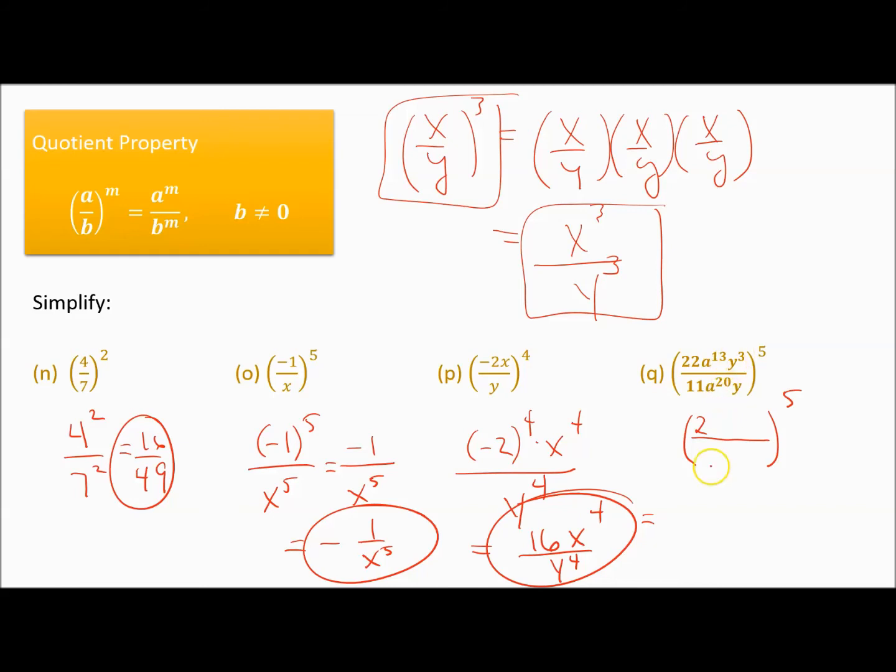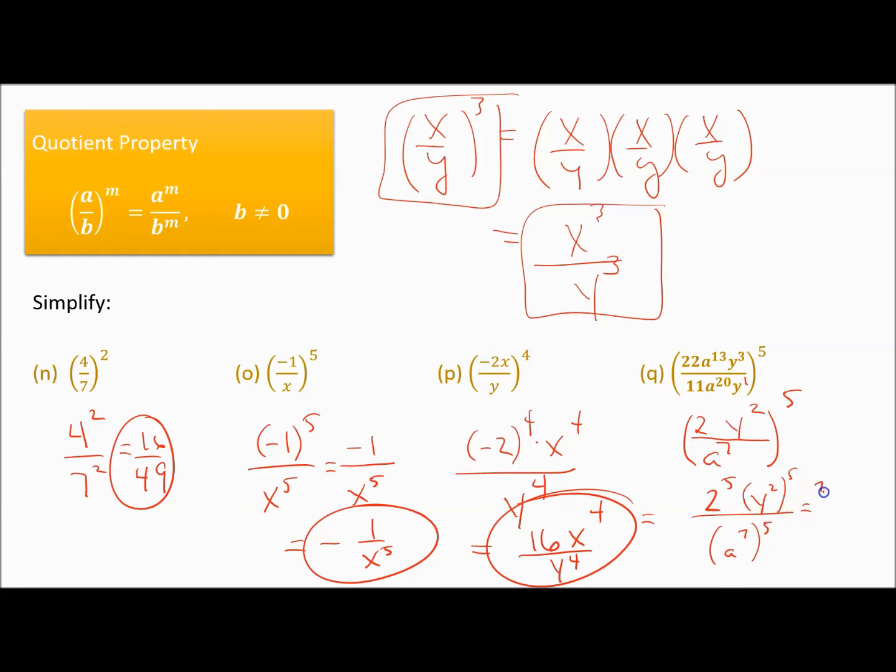20 minus 13 is 7, so a to the 7th is in the denominator. When I look at my y's, I have a y to the 3rd and a y to the 1st. The bigger one this time is in the numerator, so 3 minus 1 is 2, so y squared is in the numerator. Now look, doesn't that look so much easier? That leaves me with 2 to the 5th. I have y squared also to the 5th, and in the denominator, a to the 7th to the 5th.